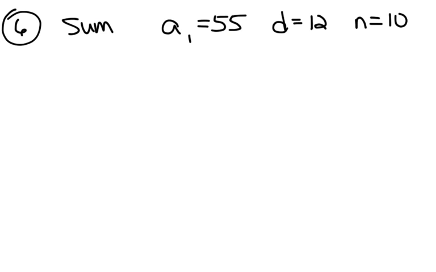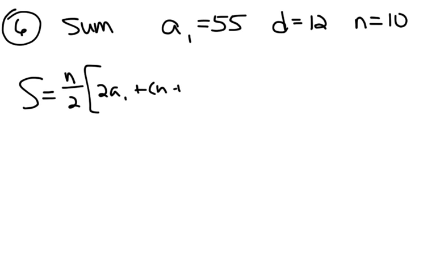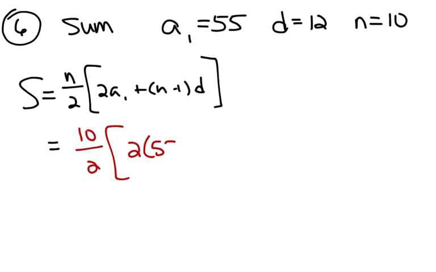In number 6, we want to find the sum of the arithmetic series in which the first term is 55, the common difference is 12, and we want to add the first 10 numbers. So in order to do this problem, the formula for the sum was n over 2 times a sub 1 plus n minus 1 times d. So n is 10, 2 times the first term, plus 10 minus 1 times 12.